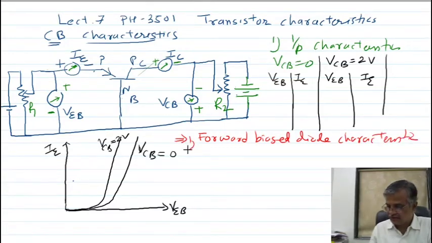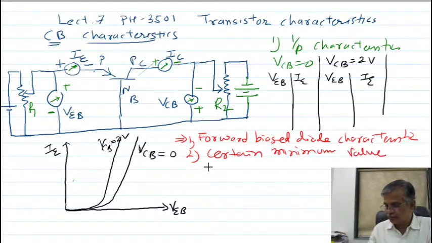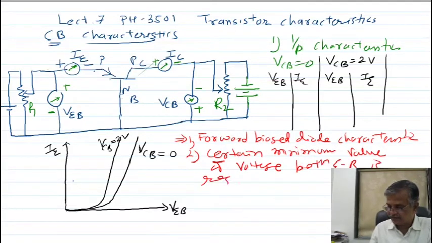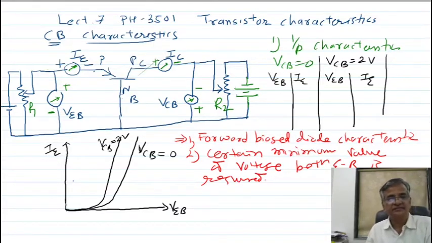Second, a certain minimum value of voltage between emitter and base is required for conduction of the transistor. If you want it to conduct, this certain value is required.